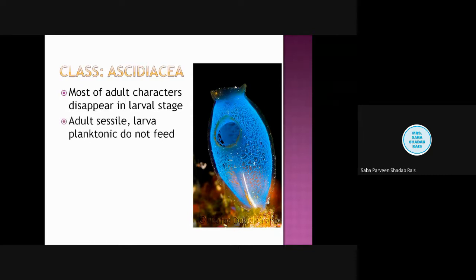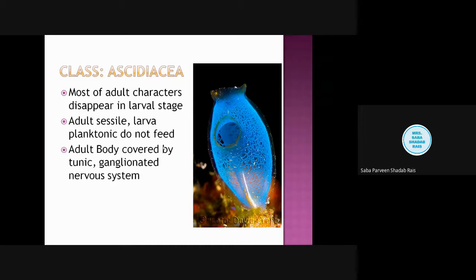Now, when we talk about their adults, they are attached to the substratum, but their larval form is planktonic. And interestingly, usually we learn that larvae are voracious feeders. But in the case of the Ascidiacea, their larvae are planktonic and they do not feed. This point is to be highlighted. Their larvae do not feed. Otherwise, in other cases, we learn that larvae are voracious feeders.